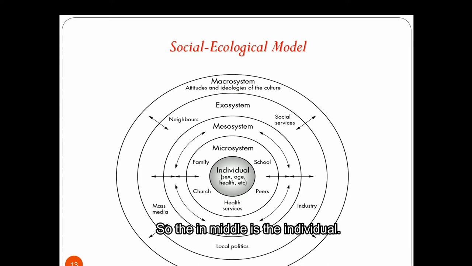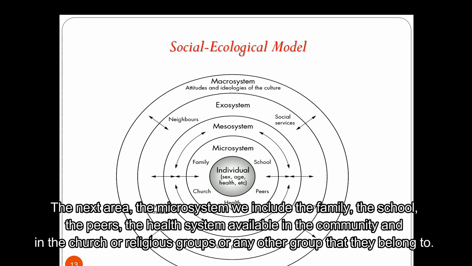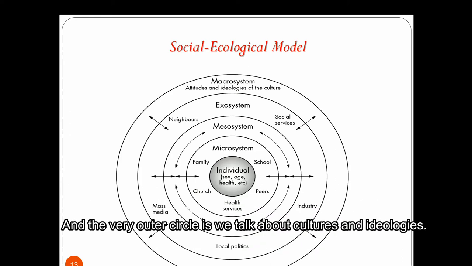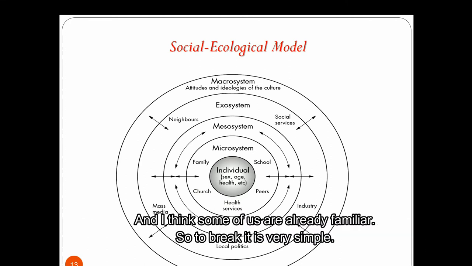So the immediate level is the individual. The next area, the microsystem, includes the family, the school, the peers, the health system available in the community, and the church or religious group or any other group that they belong to. Then the next level is broader, the neighborhood, the ecosystem, the mesosystem, beyond your family, beyond your school. And the very outer circle is cultures and ideologies. Okay, and I think some of us are already familiar.